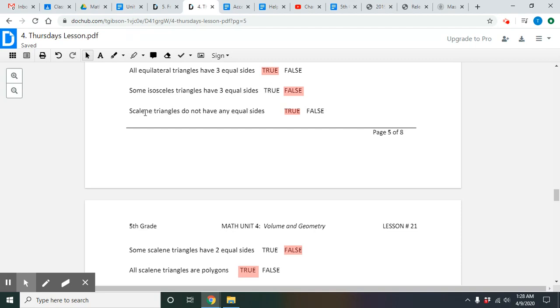Number three, scalene triangles do not have any equal sides. True or false? This is true. The defining attribute for scalene triangles is that they have no equal sides. Remember, there are only three sides in a triangle. So if all three are equal to each other, that means equilateral. If it's two equal sides, that means it's an isosceles triangle. And if there are no equal sides, that's a scalene triangle.